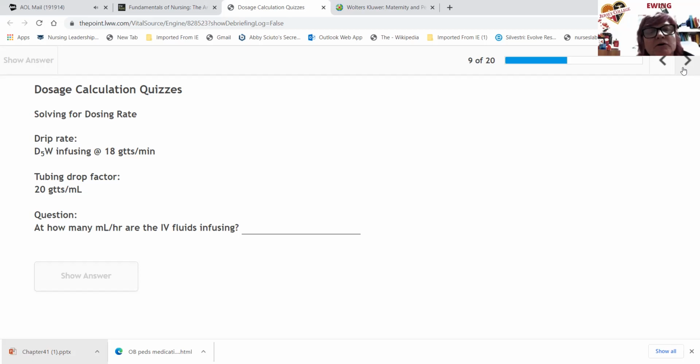So we're doing mLs per hour. So we need our time in an hourly rate, and we need our drops per mL. So our time in an hourly rate is going to be 18 times 60 because there's 18 drops in a minute. So we need to know how many drops in 60 minutes because that equals 1 hour. So you should have got something like 1,080. And then you divide that by 20, it should have given you 54. So what'd you get? 54. 54, yep.